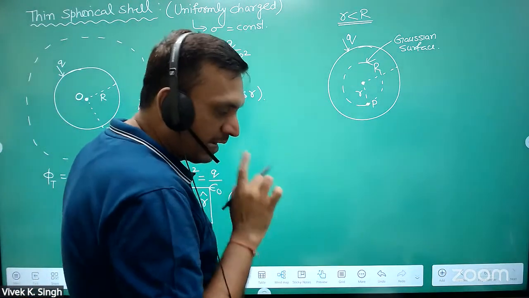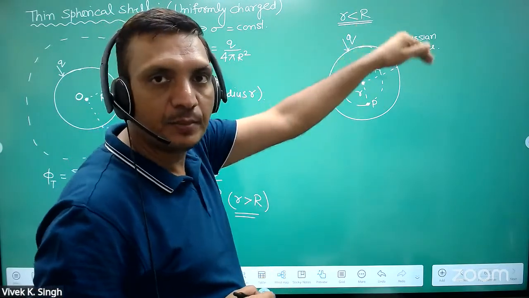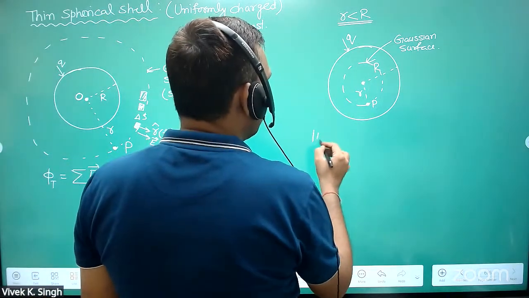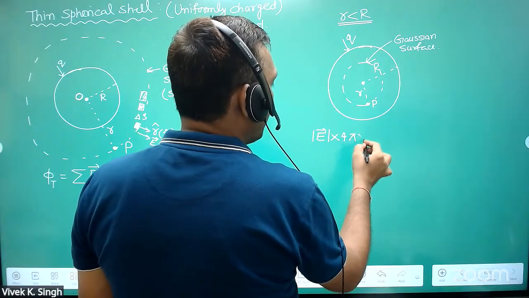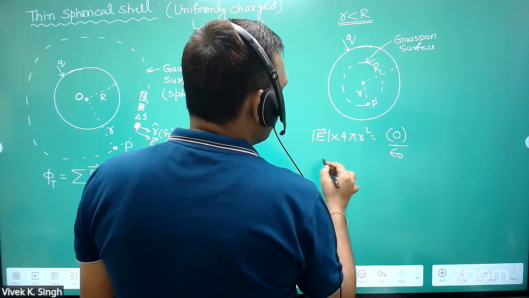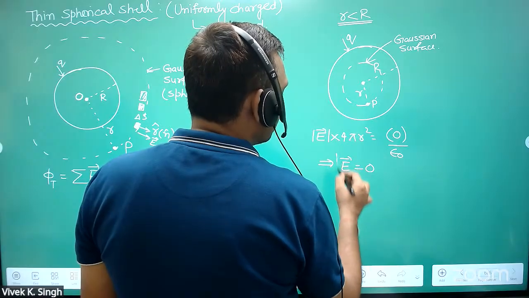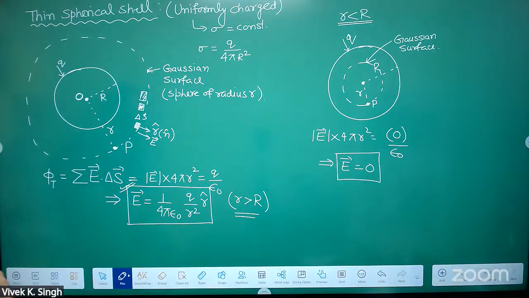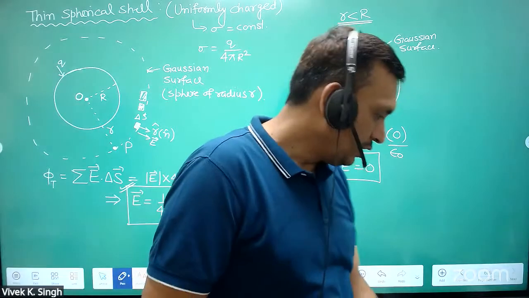A shell means a hollow sphere. So inside there is no charge. Charge is distributed over the surface only. So total flux, in the same way, you will get 4 pi r square. And since there is no charge enclosed, for an inside point, the electric field will be 0. Okay? So that is the case of a spherical shell.